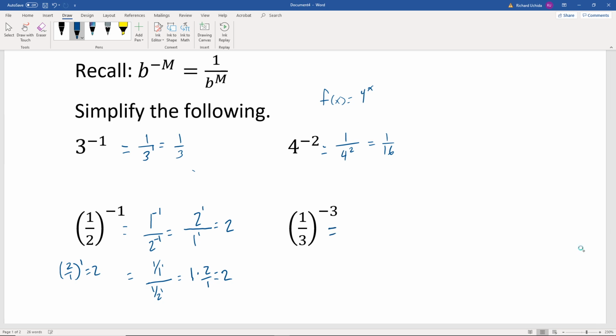So for this one, that would be 1/3 raised to the negative 3. That's the same thing as 3 over 1 raised to the positive 3. So that would be 3 to the third, which would be 27.